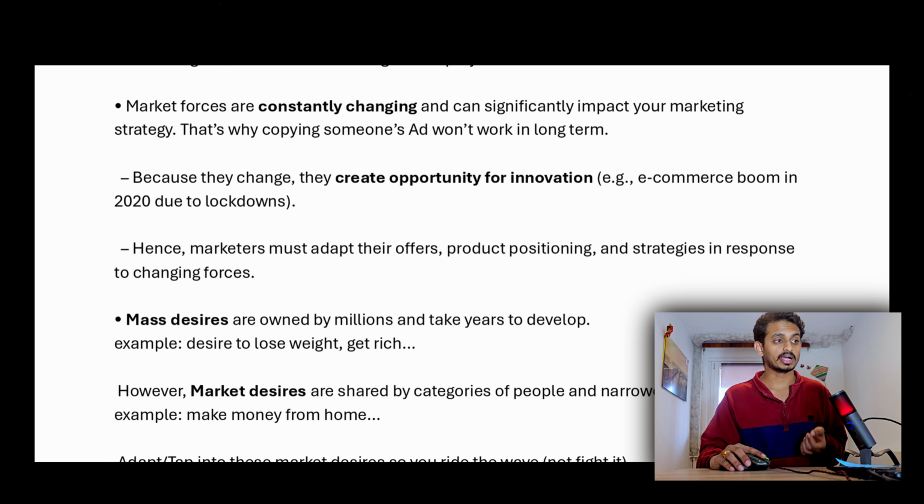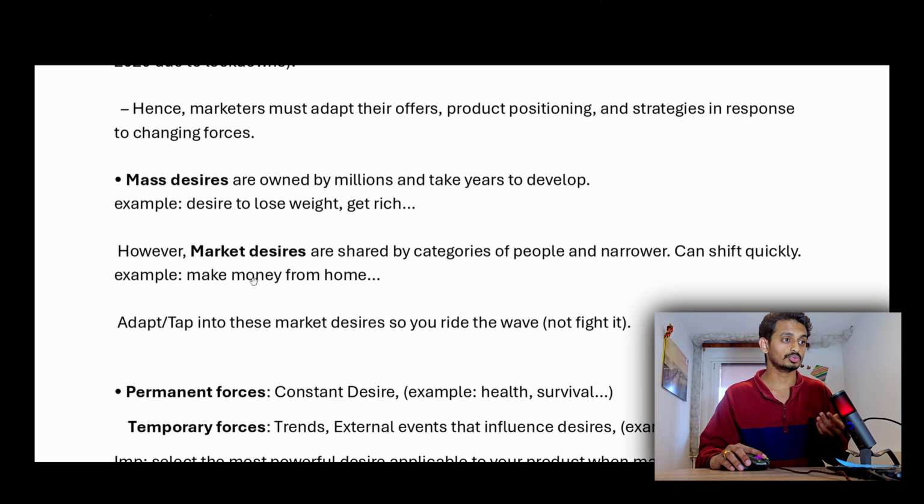So, again, let's get back to the mass desires that we discussed earlier. Mass desires are owned by millions and take years to develop. For example, the desire to lose weight has been there for decades, and the desire to get rich has been there for decades. However, market desires are shared by categories of people, and these are narrower. These can shift quickly. For example, you might have seen "make money from home." So this is a market desire for a particular set of people. What you have to do is adapt and tap into these market desires, so you ride the wave and make money out of it and not fight it.